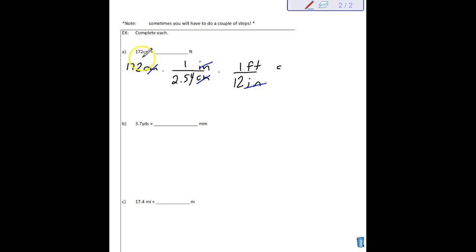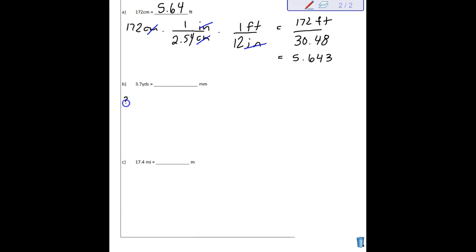So I take my 172 times 1 times 1. That's 172. And I take 2.54 times 12. When I multiply that, I get 30.48. And when I divide those two, I get 5.643. And so I'll go ahead and round this to 5.64 feet. Okay.